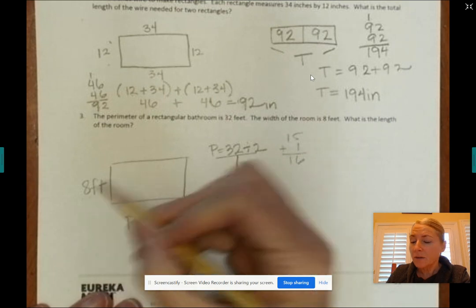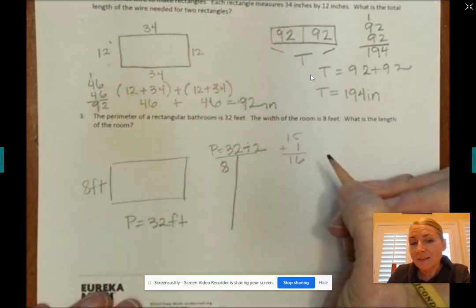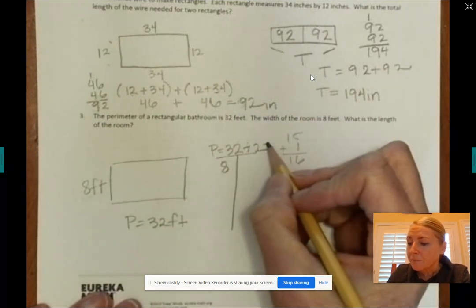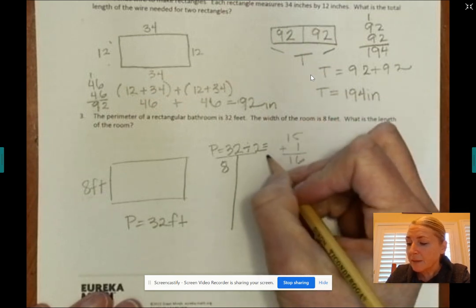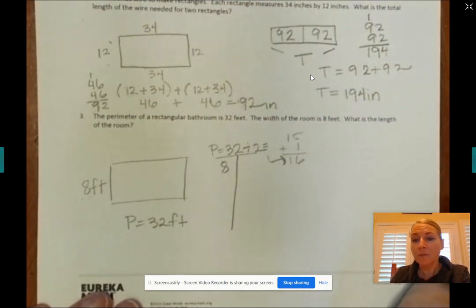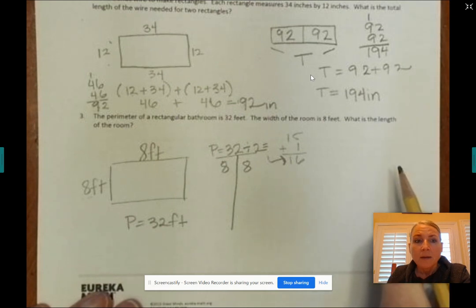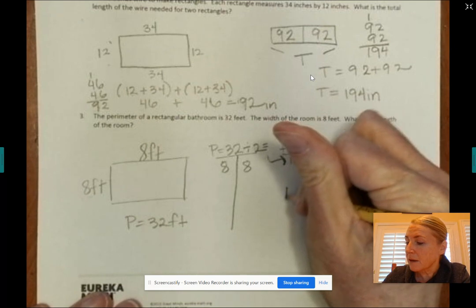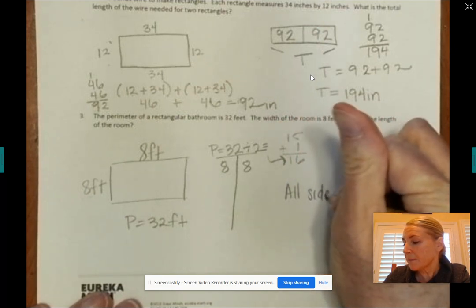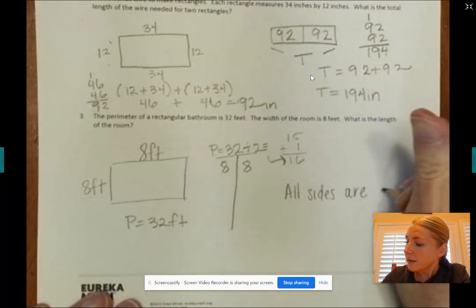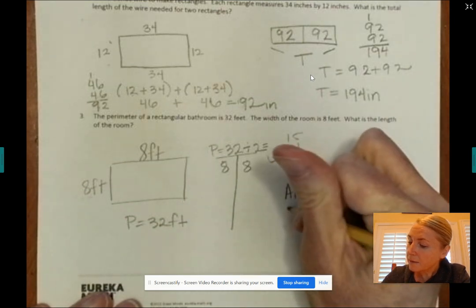So I here know that this one is 8 feet. So I have to think 8 plus what equals my 16? Well, 8 plus 8 equals 16. So this actually is not just a rectangle. It's supposed to be shaped like a square. What is the length of the room? All side lengths are 8 feet long. All sides are 8 feet long.